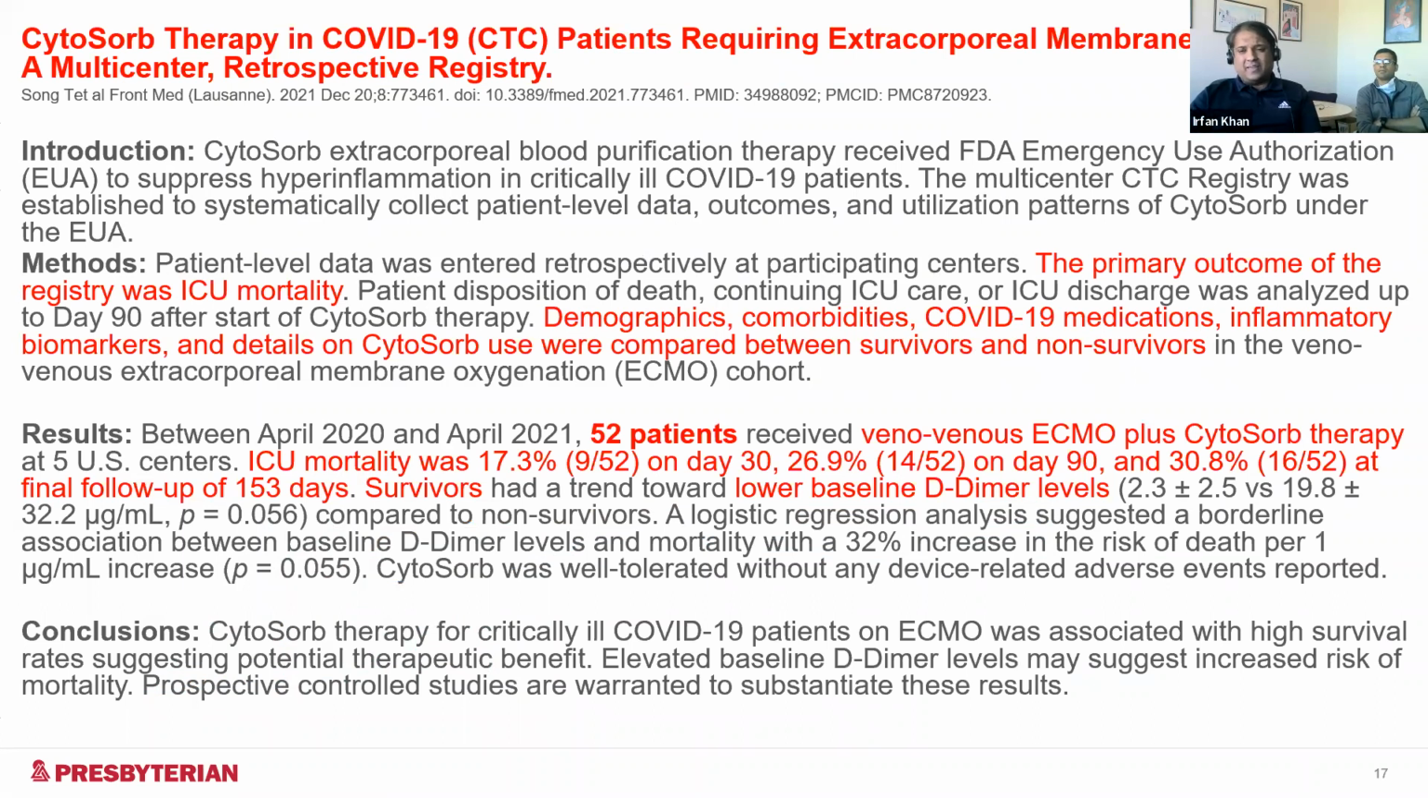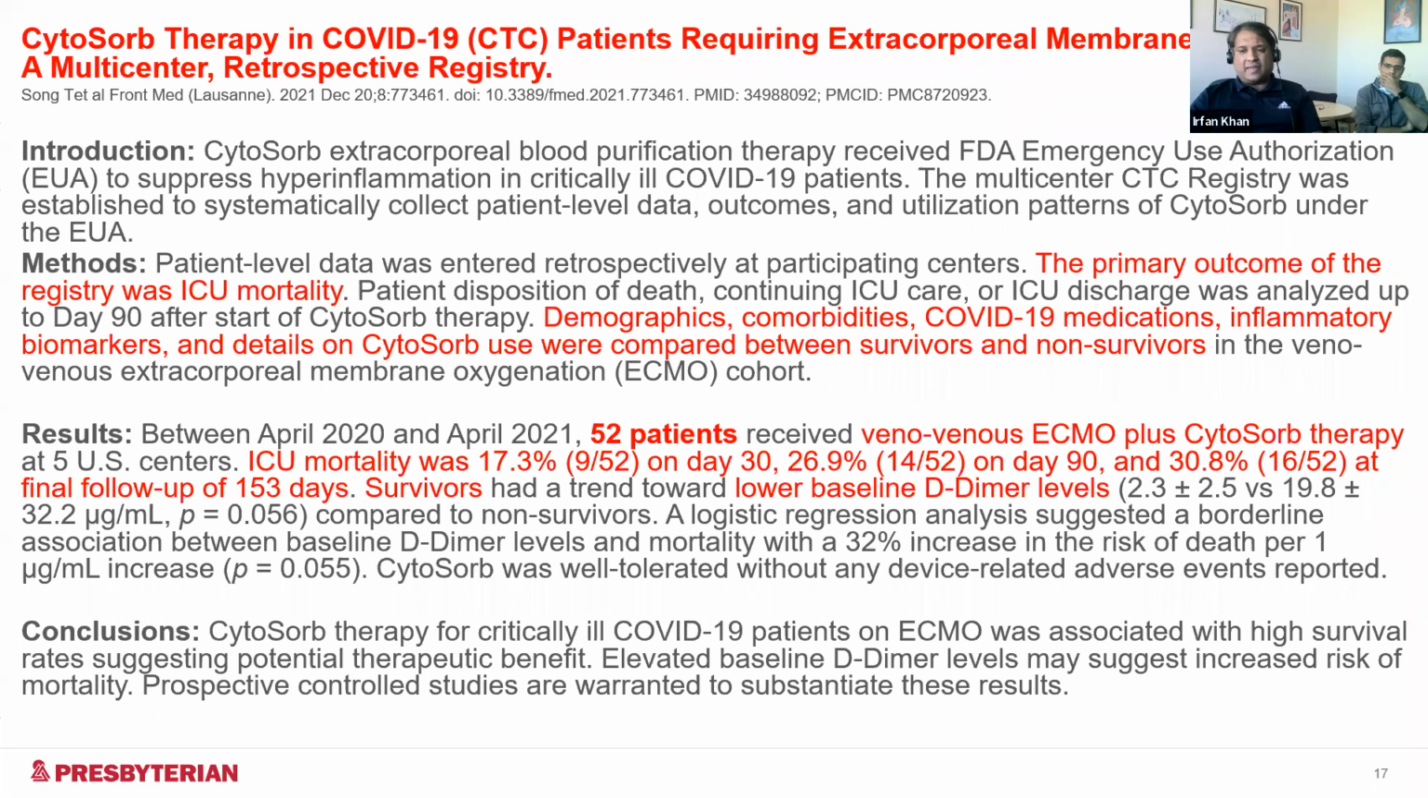So this is a study that was not a big study, but basically it was over a year between April 2020 and 2021. About 52 patients received VV ECMO plus Cytosol therapy. This happened at 5 different US centers. And they looked at the mortality. So ICU mortality was only 17%, which is quite different from what we see. This was at day 30. And at day 90, it was like 27%, still extremely good.